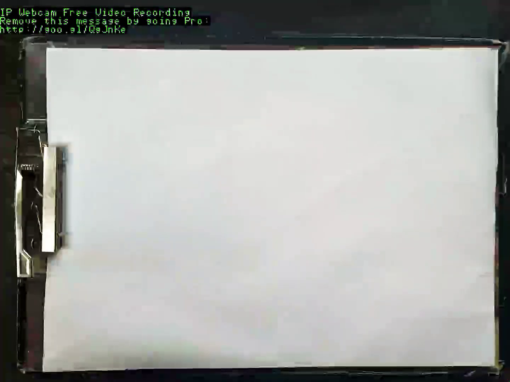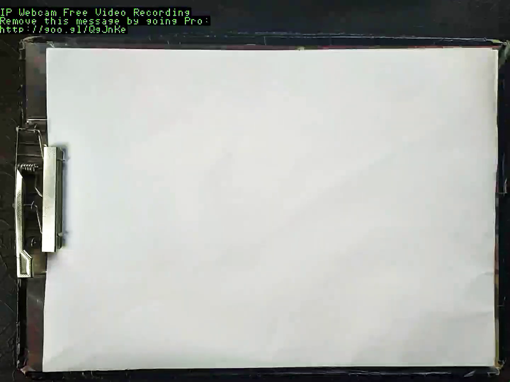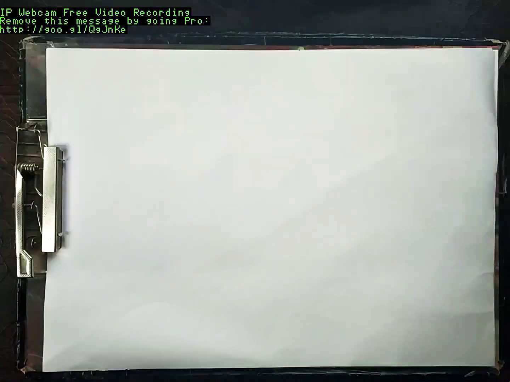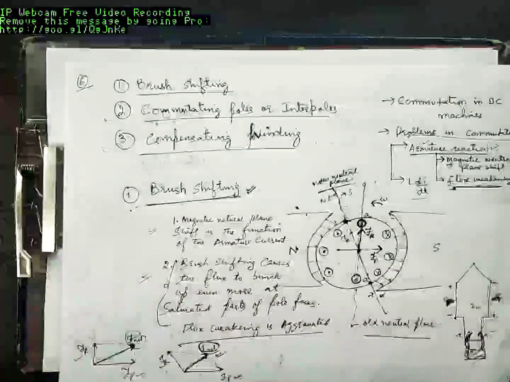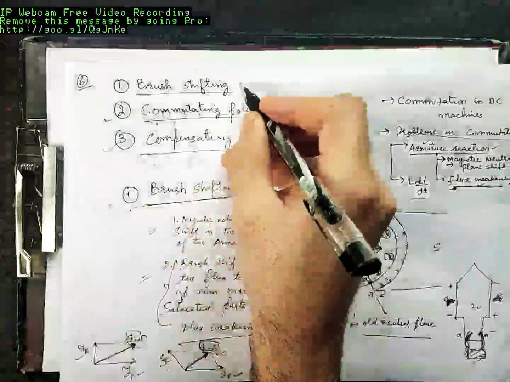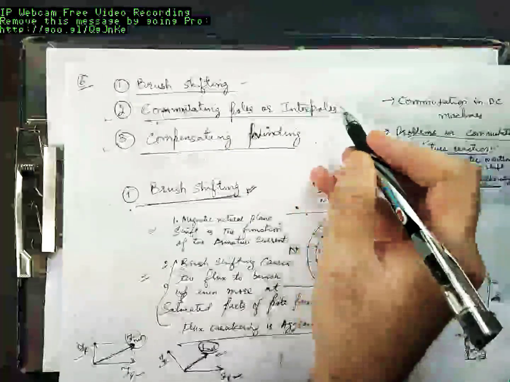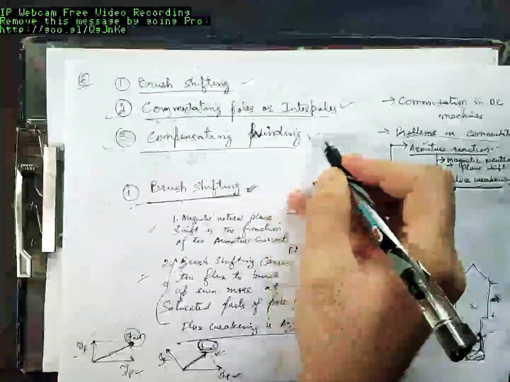In the last lecture, we discussed methods of solving problems in commutation. We discussed that there are three methods for solving problems in commutation. First one was brush shifting, second one was commutating poles or interpoles, and third one was compensating windings.